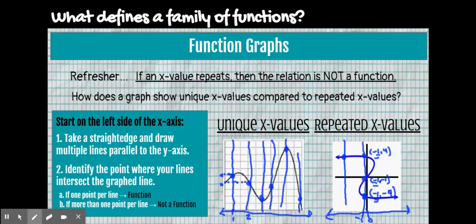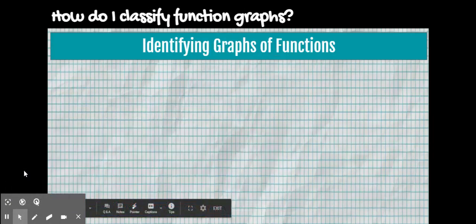You stack points on top of each other. And that stack produces a vertical line that intersects in more than one location. So if we can find a vertical line on a graph that shows these stacked input values, then we know that that graph is not a function. So let's look at some examples and see what we can find.